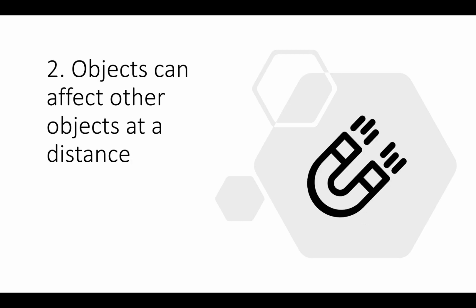Number 2 is that objects can affect each other at a distance. So some objects have an effect on other objects at a distance. In some cases, such as sound and light, this effect is through radiation, which travels out from the source to the receiver. In other cases, action at a distance is explained in terms of a field of force between the objects. So this might be something like a magnetic field, or it might be a universal gravitational field.